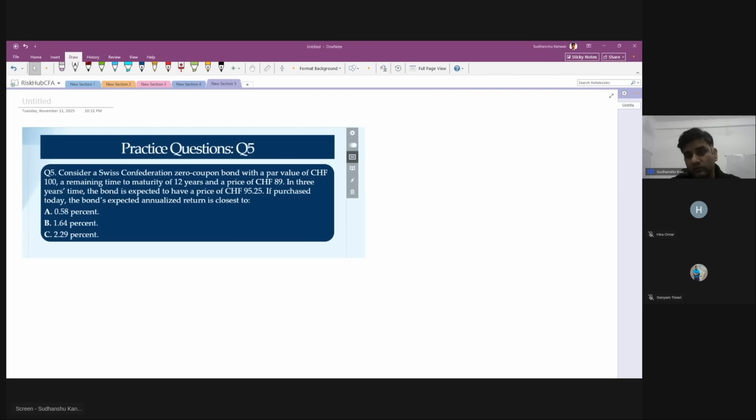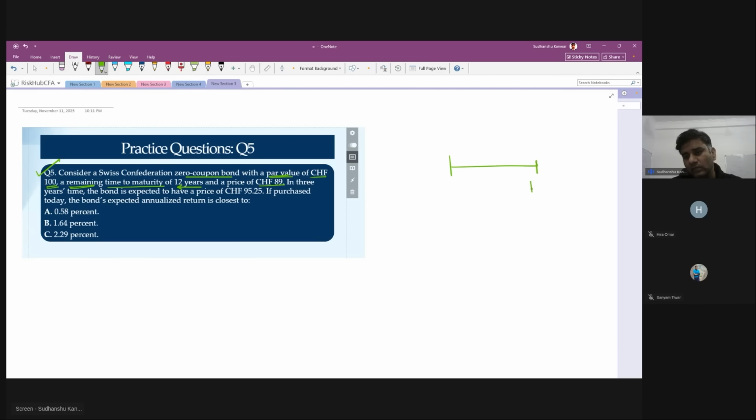And in this particular question, if we pay attention, this is a zero coupon bond with the par value of CHF 100. Par value is the value which you get at the last. A remaining time to maturity, it's not the full time to maturity, remaining time to maturity of 12 years and a price of CHF 89, your Swiss franc.